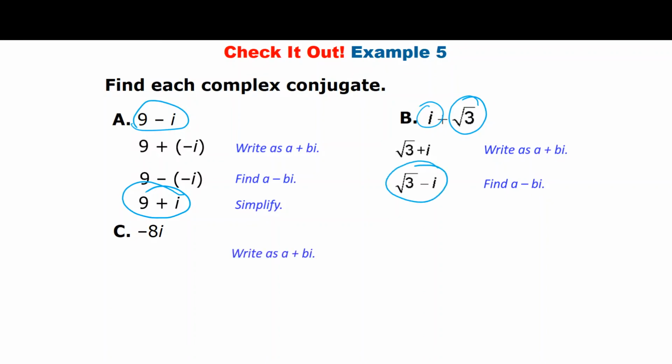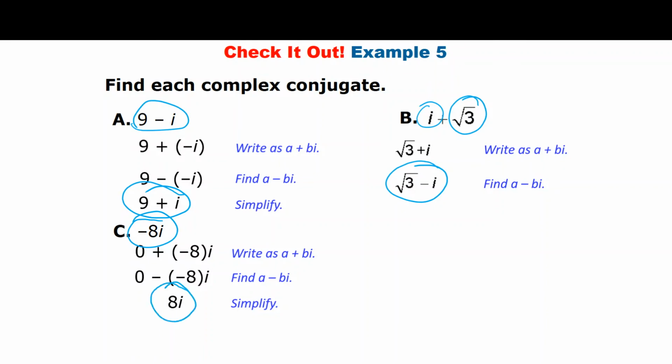All right, looking at c, again, we want to rewrite it as a plus bi. And notice that we don't have an a again this time, so we're going to change that to 0 plus a negative 8i. And now we just have to change our addition sign to a subtraction. And there that is, and then simplify, and we end up with 8i. And you probably could have predicted that for negative 8i, the complex conjugate would be 8i.